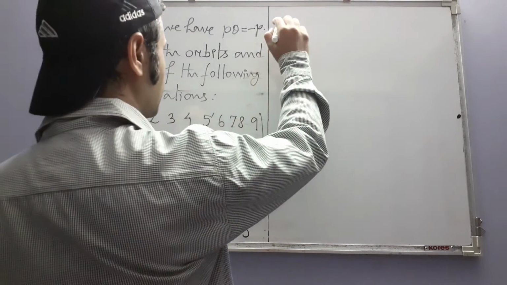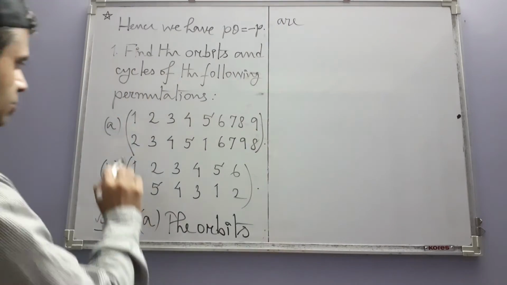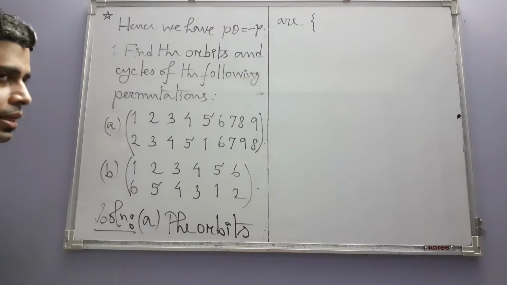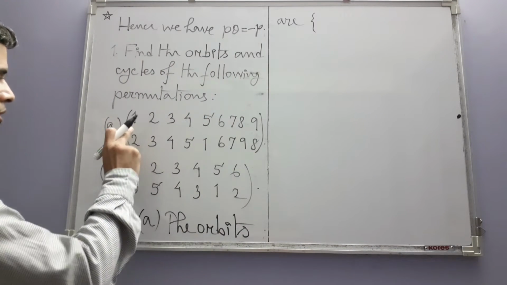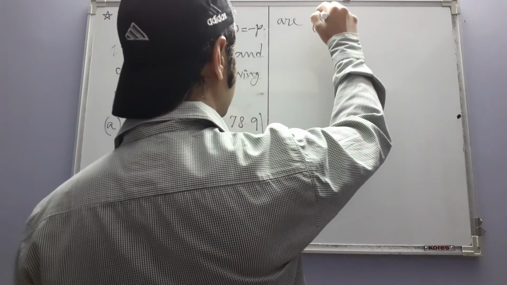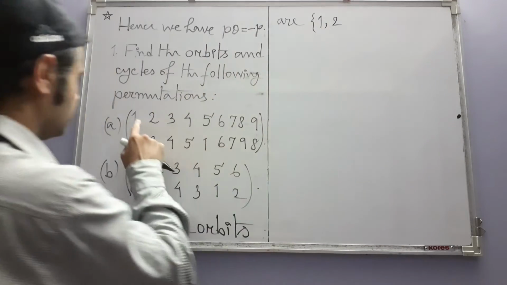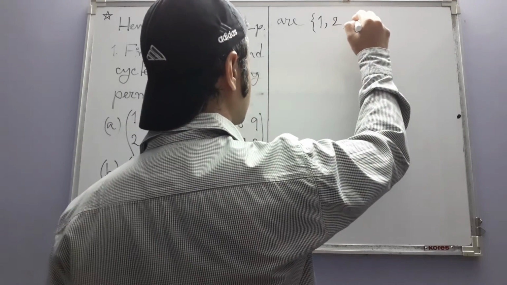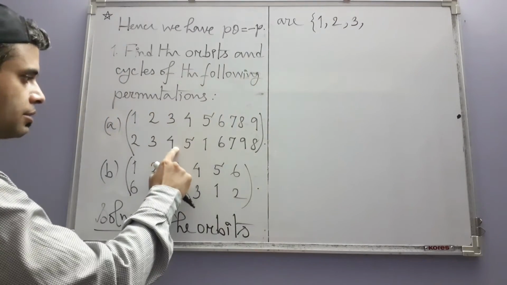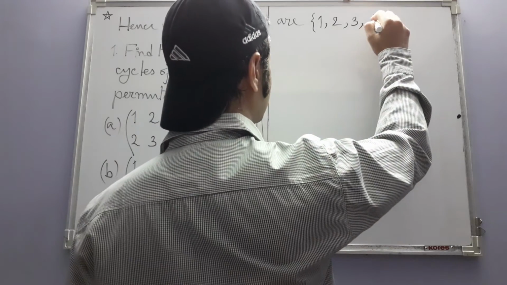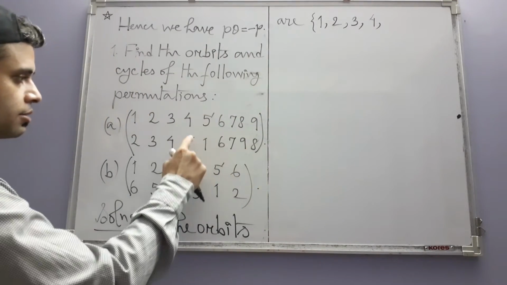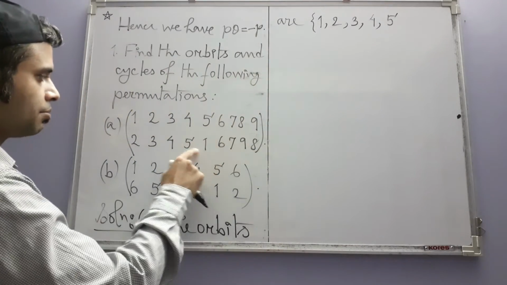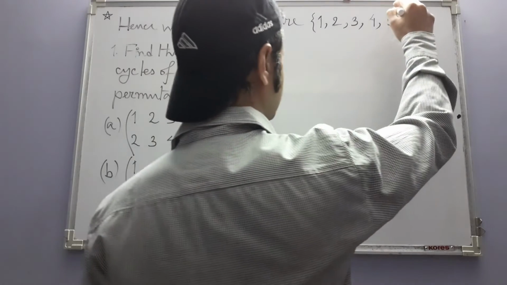The orbits are, so let us start with one, and keep in mind the orbits are just ordinary sets. 1, then the permutation sends 1 to 2, then it sends 2 to 3, so 3, then 3 is sent to 4, 4 is sent to 5, and then 5 is sent back to 1. So that's just it. This is one orbit.